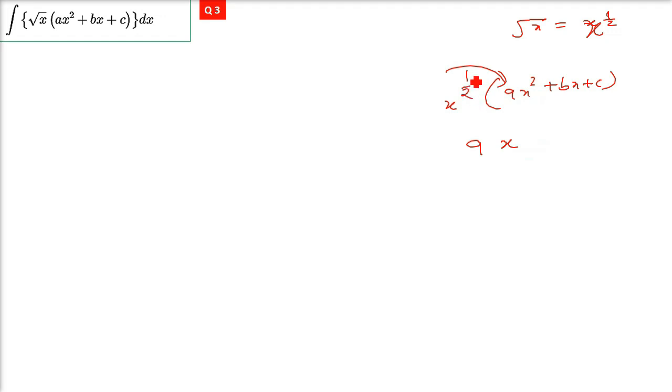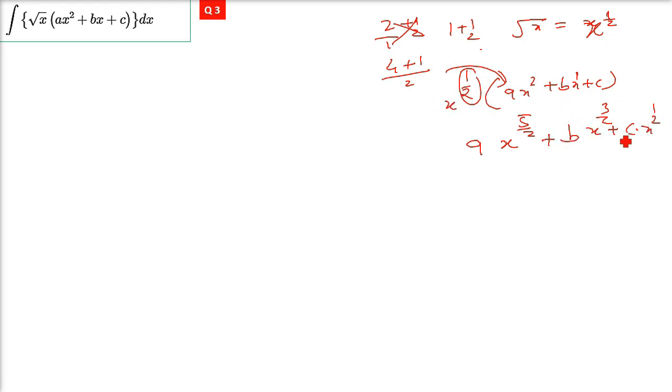So the power will get added of x raised to the power 2 and 1 by 2. 2 plus 1 by 2 is simply, this is 2 to the 4, 4 plus 1 by 2, 5 by 2. So x to the power 5 by 2 it will be. A into x to the power 5 by 2 plus b here x raised half, and this x to the power 1. 1 plus half is 3 by 2. So we have b into x to the power 3 by 2. And then we have this c multiplied by x raised half will be c into x raised half. So this multiplication, this is the final, you can say, expression which needs to be integrated.